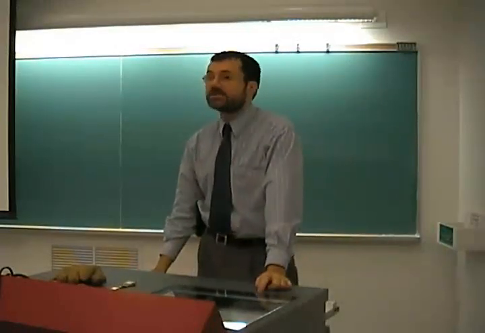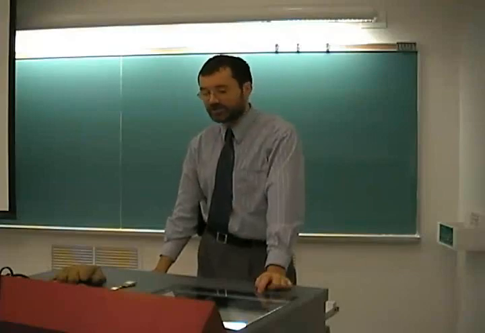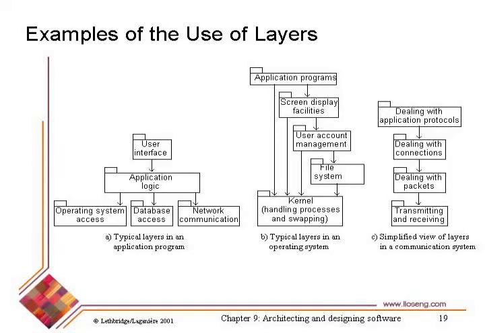And finally, on the right-hand side, we have this notion of communication protocols. They're often considered to be 7 layers, but I'm just showing you a few very simple issues here. Dealing with application protocols, we'll call the facilities for dealing with connections, which we'll call the facilities for dealing with packets, which we'll call the facilities for transmitting and receiving. But the calls don't go up the other way, if it's true layer cohesion.